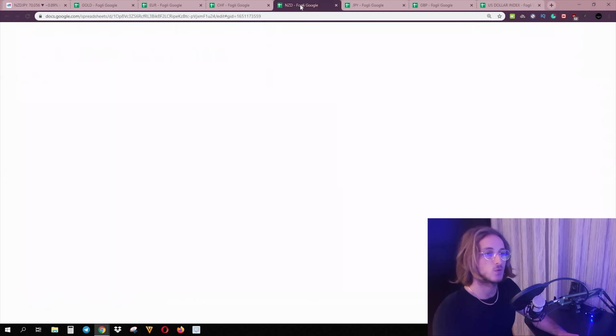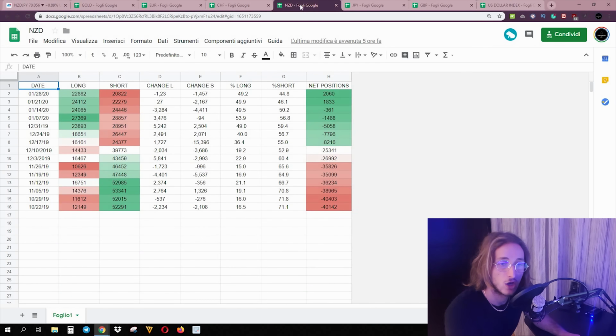Now, if you go and see what is going on from a COT perspective on NZD, what you can see is that overall net positions are massively increasing. We went from minus 40K all the way up to 2K. And you can see the longs. We went from 10K longs all the way up to 22K longs. So more than doubled the longs. And if you look at the shorts, we went from 52K to 20K. So more than closed half of the shorts. So NZD is getting pretty strong.